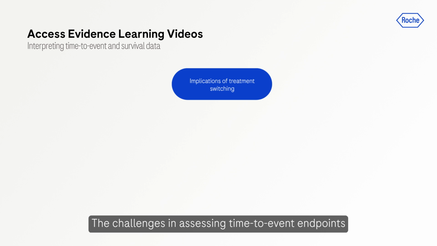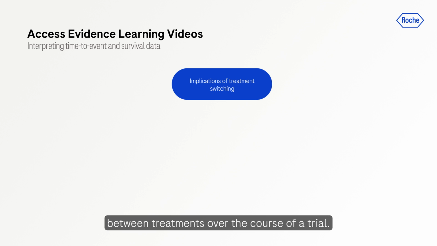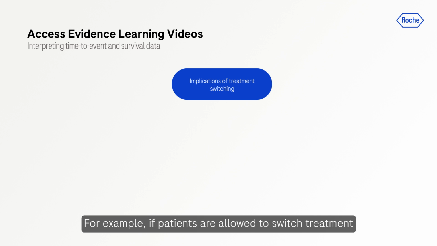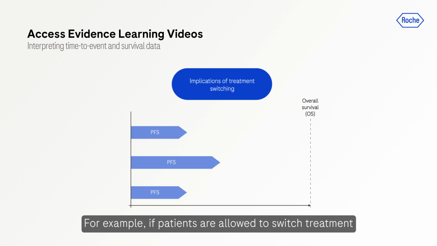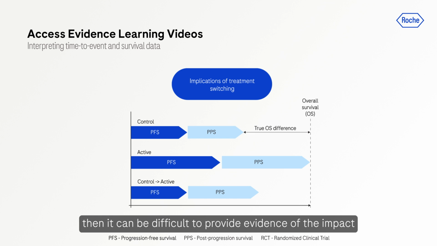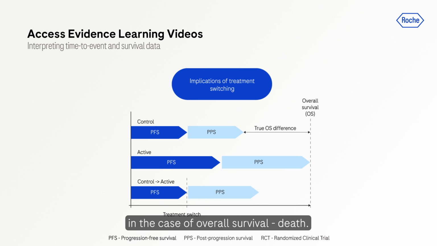The challenges in assessing time-to-event endpoints can be exacerbated by trials where patients are permitted to switch between treatments over the course of a trial. Reasons for this will be discussed shortly. For example, if patients are allowed to switch treatment following disease progression, then it can be difficult to provide evidence of the impact of the assigned treatment on overall survival. This is because treatment switching has occurred prior to the relevant event, in the case of overall survival, death.